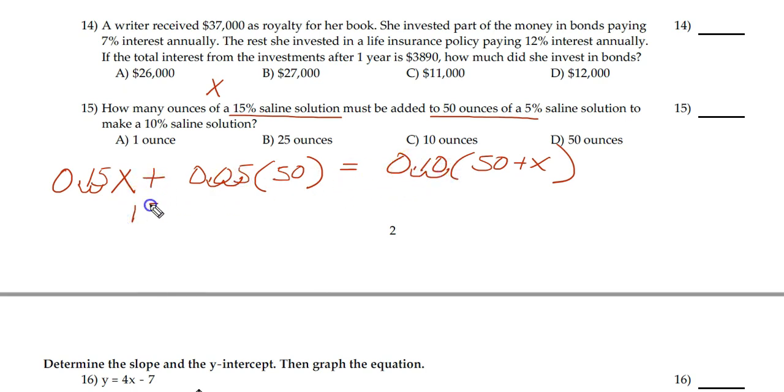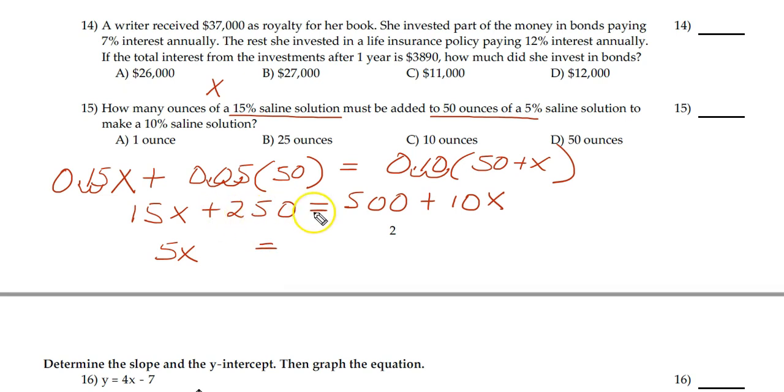And this will be 15x. 5 times 50 is 250. 10 times 50 is 500 plus 10x. So we're going to subtract 10x, or transpose it. We get 5x. We're going to transpose or subtract this. We get 250 on the other side. Divide both sides by 5. We get x is 50, which is our answer.